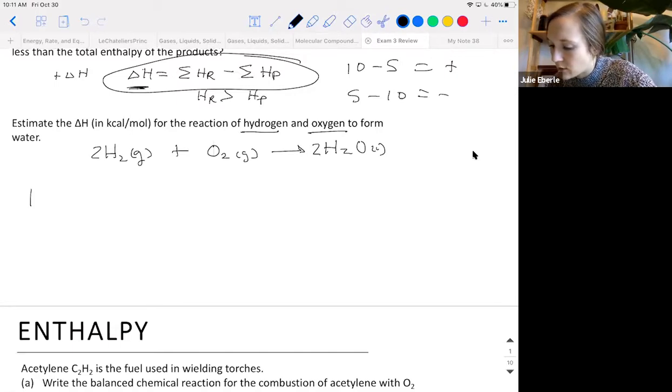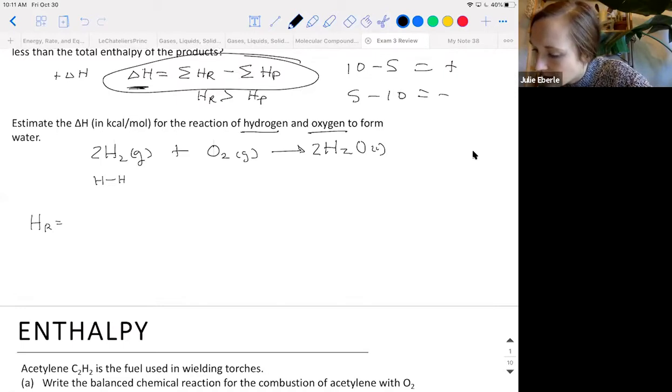We're going to subtract the 2. So enthalpy of the reactants. Wait, I need to draw Lewis structures, don't I? Lewis structure for hydrogen is just a single bond between 2 hydrogen atoms. And remember, we have a coefficient of 2. So we'll multiply that bond dissociation energy by 2.